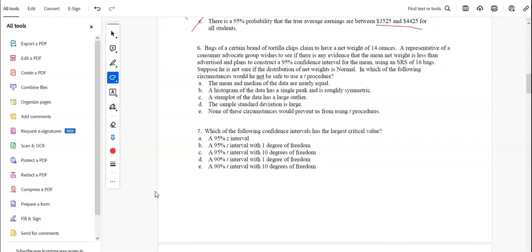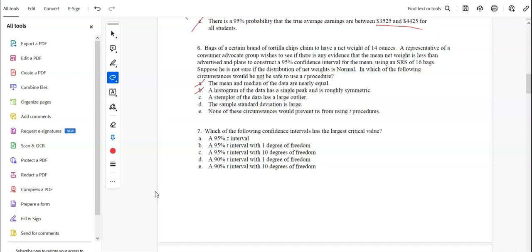So which one would not be safe? Ooh, this could be interesting here. So the mean and median of the data are nearly equal. That probably means it might be kind of a normal type of data. That's usually true. So that doesn't sound unsafe to me. A histogram of the data with a single peak and roughly symmetric. That sounds somewhat normal, so I don't think that scares me.